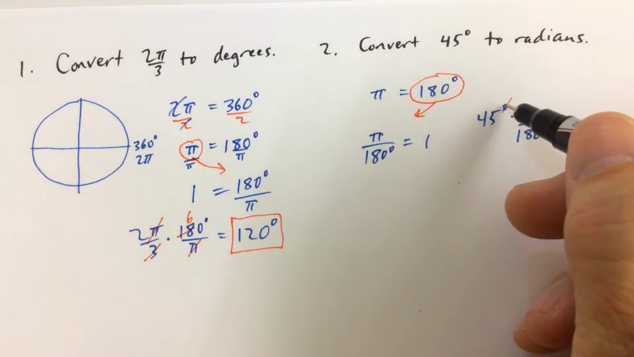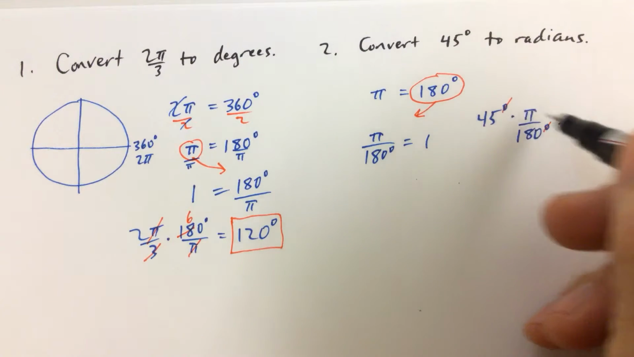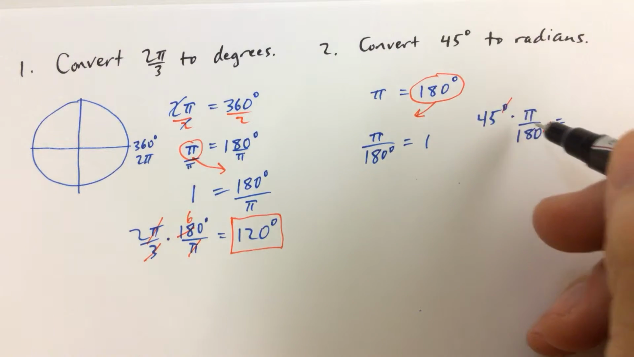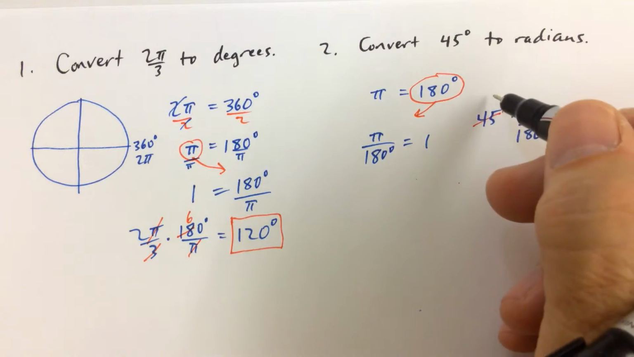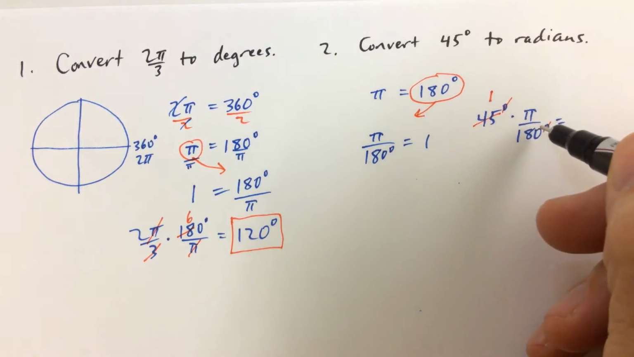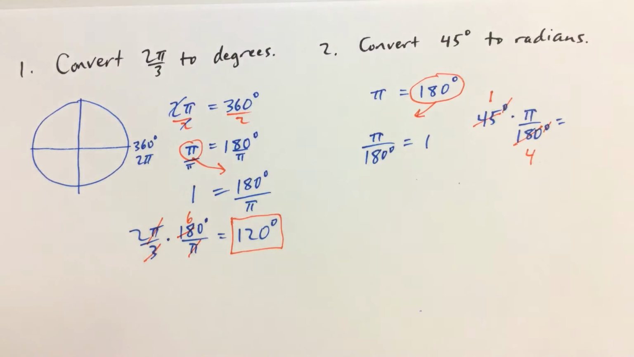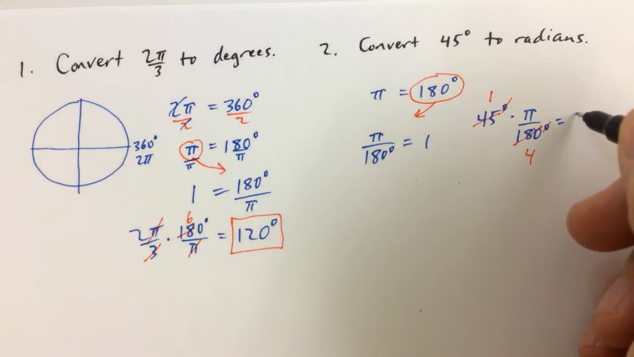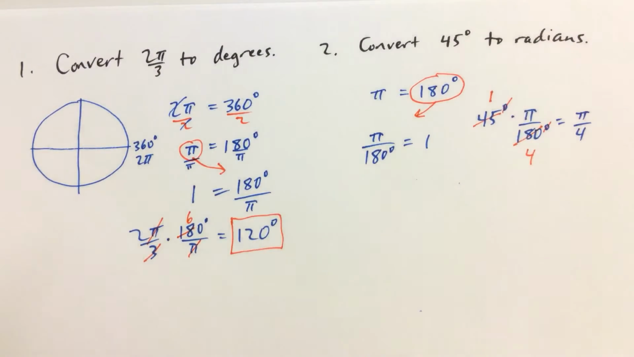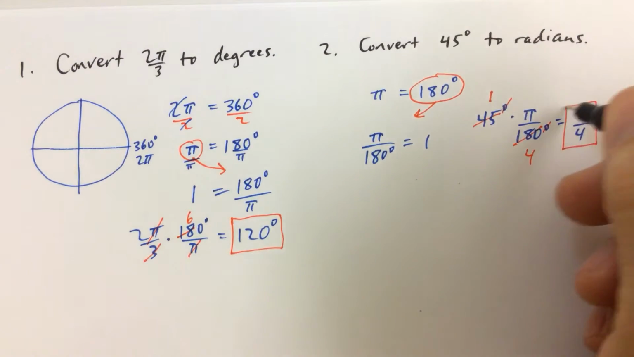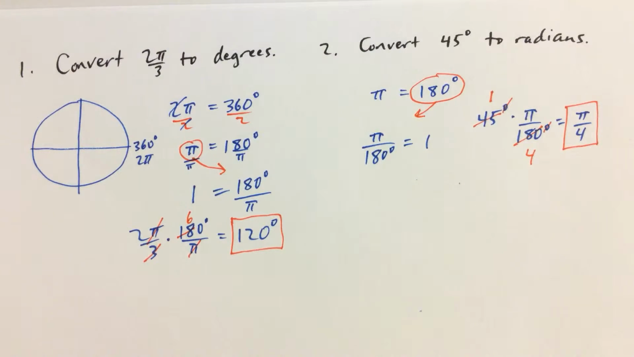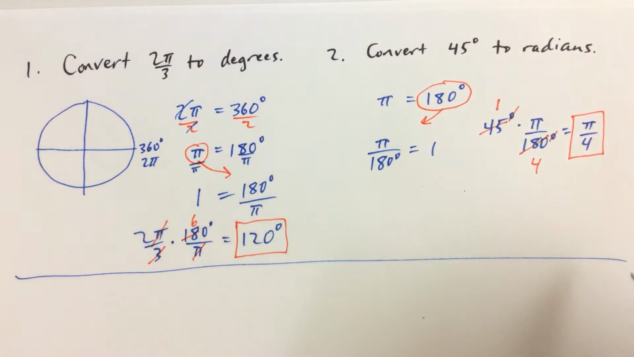When we multiply by pi over 180, we get to cancel the degree symbol even. 45 goes into 45 one time. 45 goes into 180 4 times. And so 45 degrees is equal to, just like in the last video, pi over 4. There's a lot more work involved when you use this formula, but nevertheless it works every time. And let's do a couple more examples.